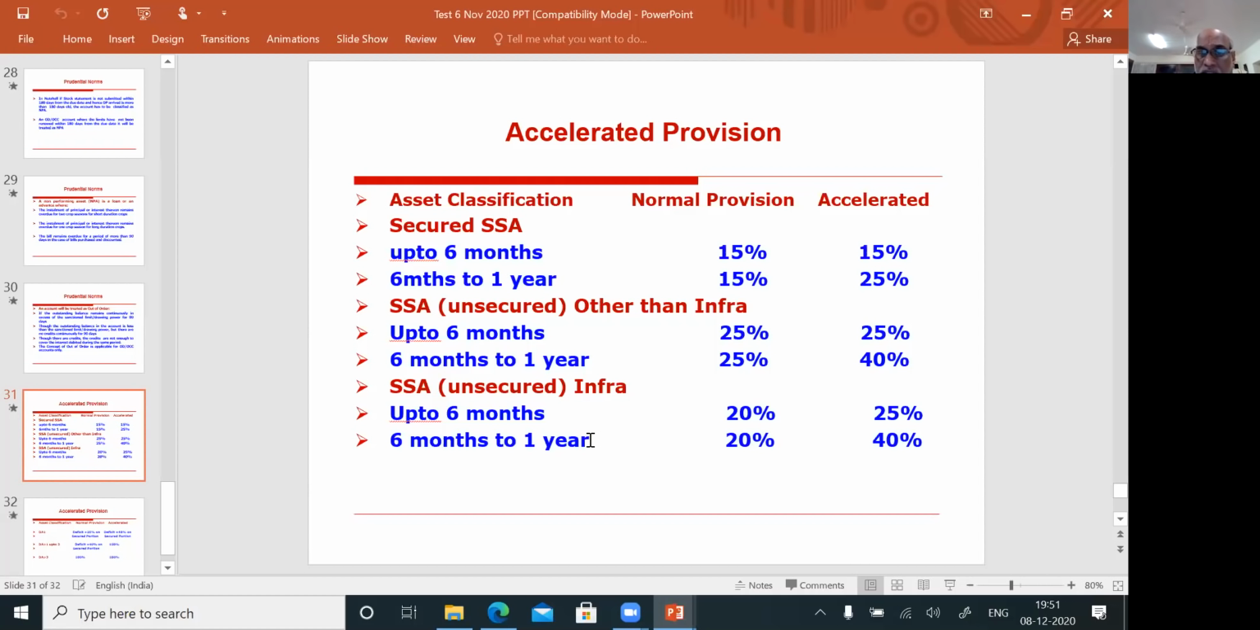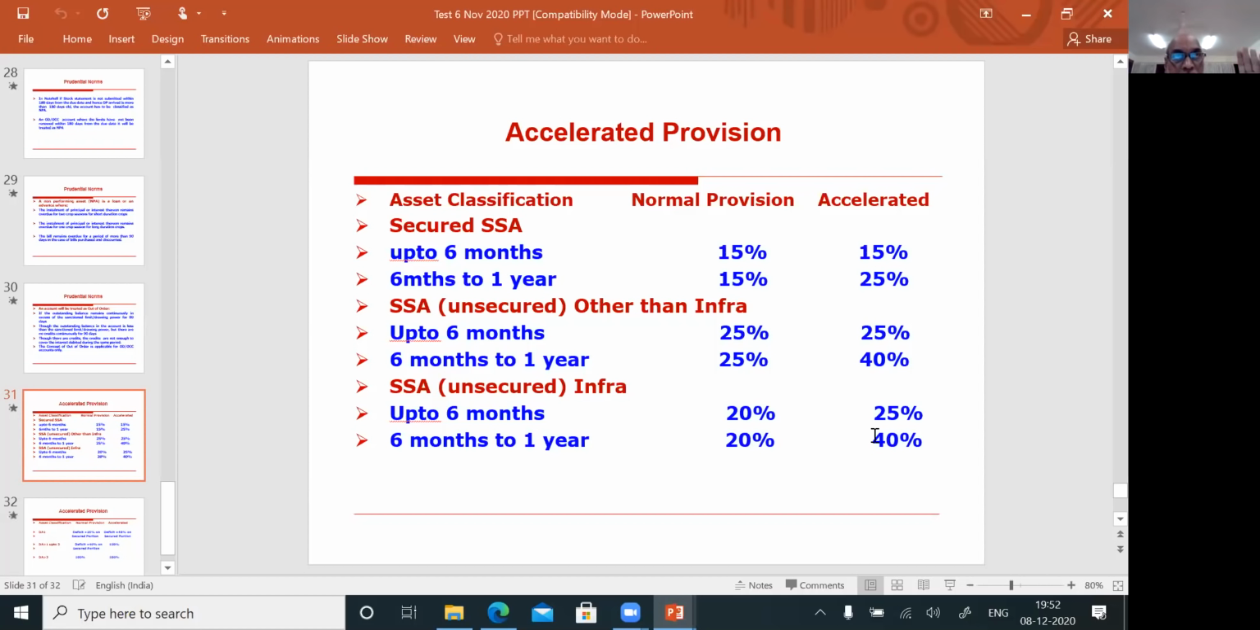If the age of the unsecured substandard infrastructure is more than 6 months up to 1 year, you would have kept normally only 20%. Up to 12 months, you keep only 20%. But here you have to keep 40%. So friends, in this slide, I have explained to you the concept called accelerated provision.